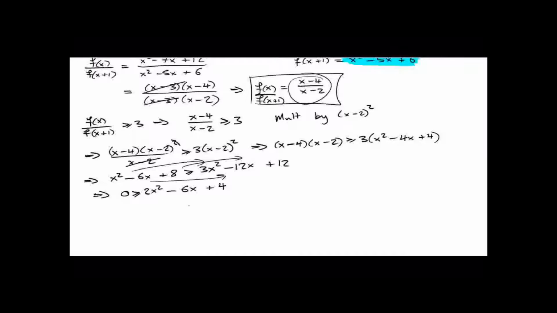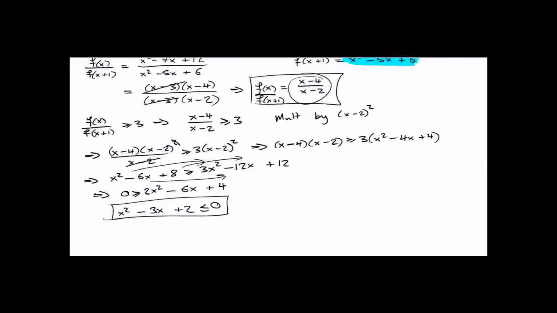Now I'm going to divide across by 2 and swap sides. So I get x squared minus 3x plus 2 is less than or equal to 0. When I swap the sides of the inequality, I have to reverse the direction of the inequality.